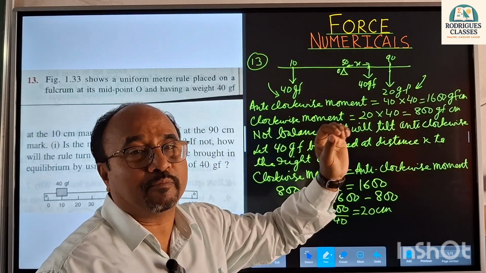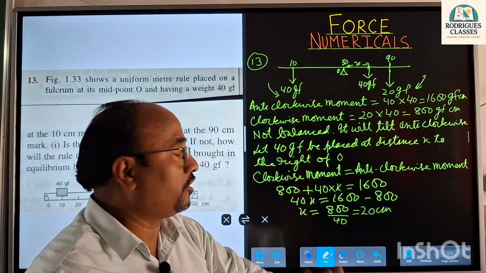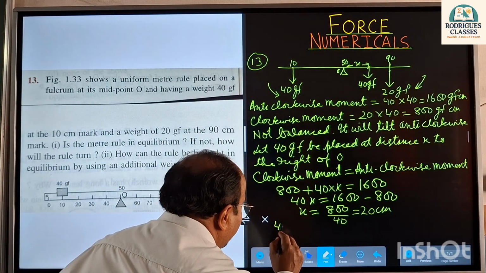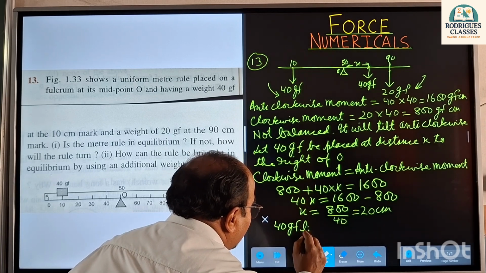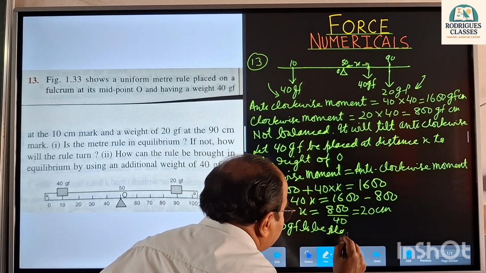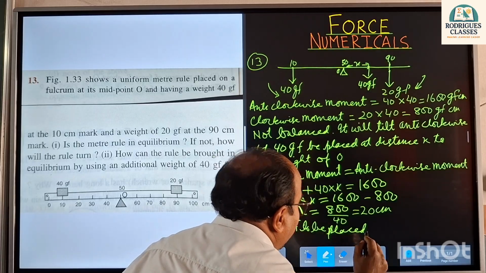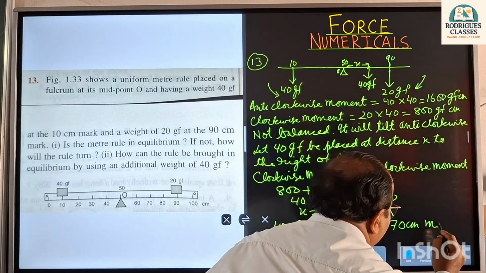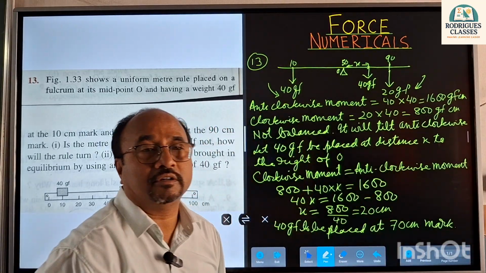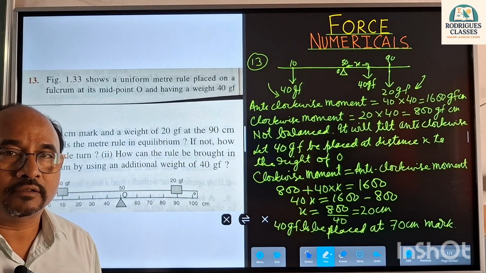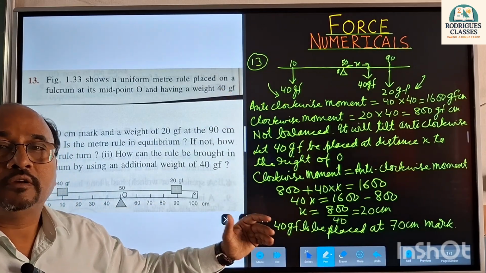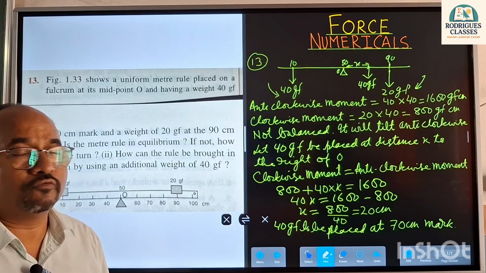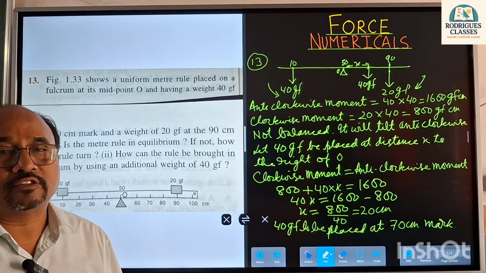It means 50 plus 20, 70 centimeter. 40 GF should be placed at 70 centimeter mark. So I will write here 40 GF to be placed at 70 centimeter mark. So this numerical is done. Okay, I hope you have understood. Once it is not balanced, by adding another weight, when it gets balanced, how to find at what place it has to be placed.